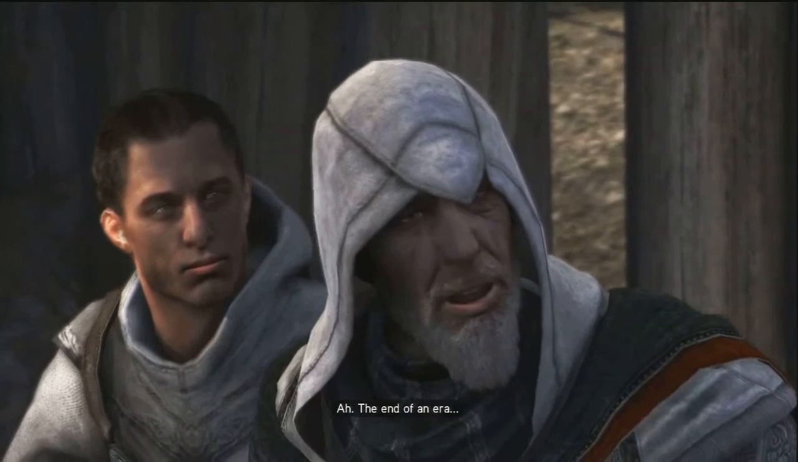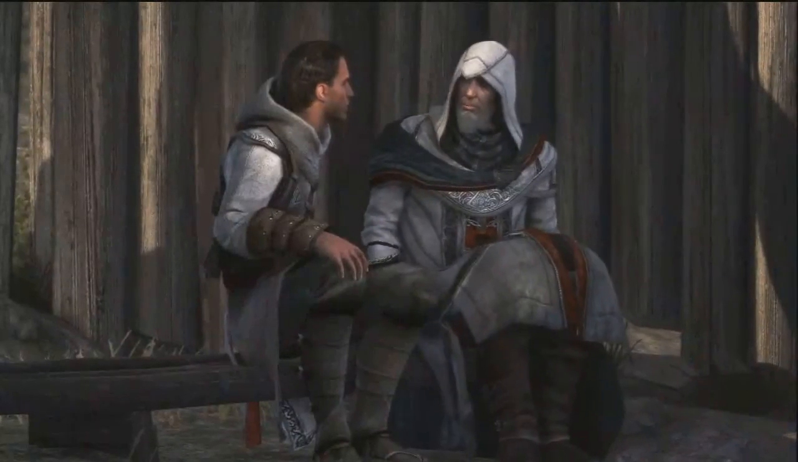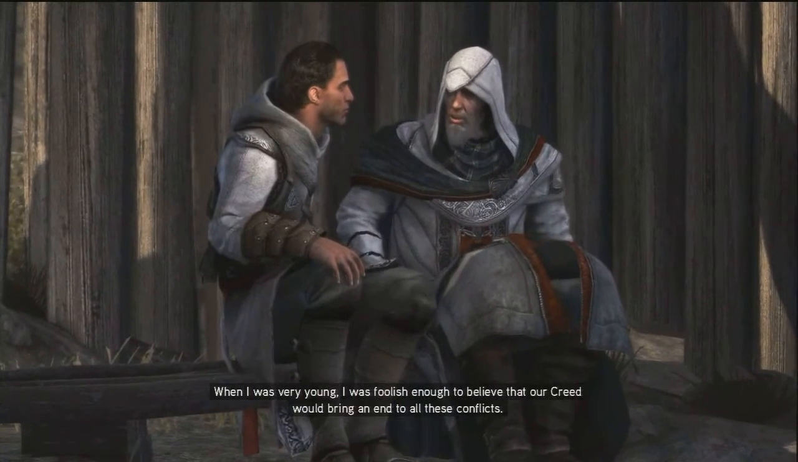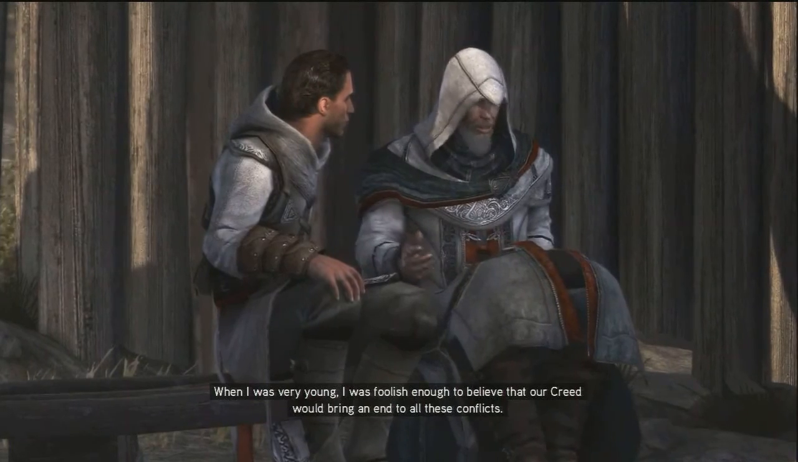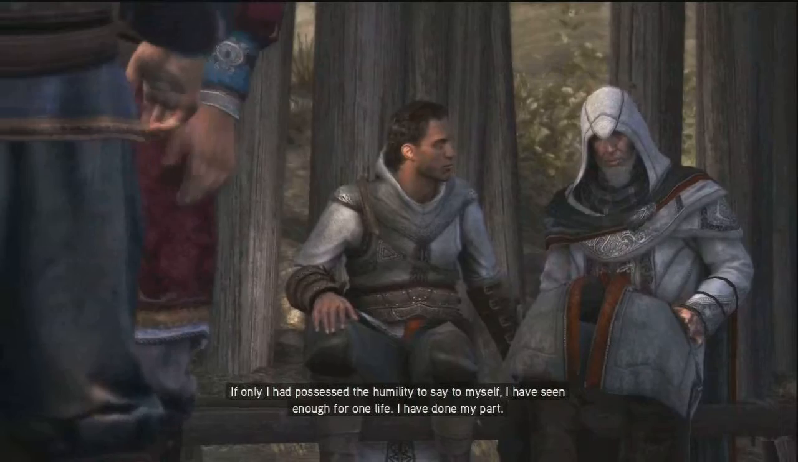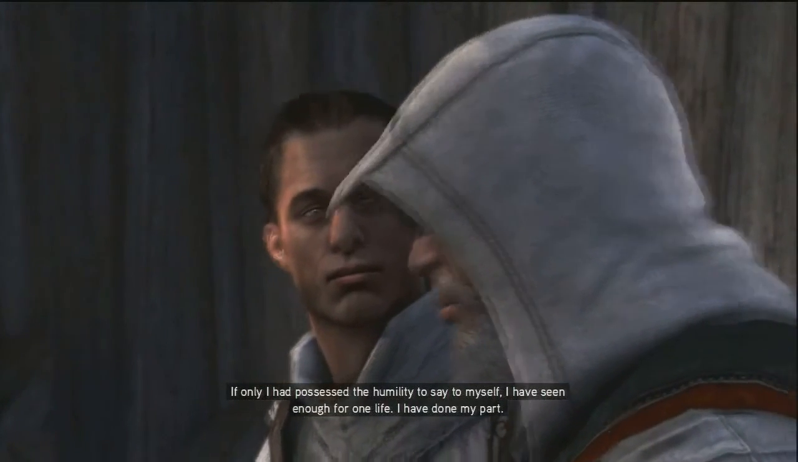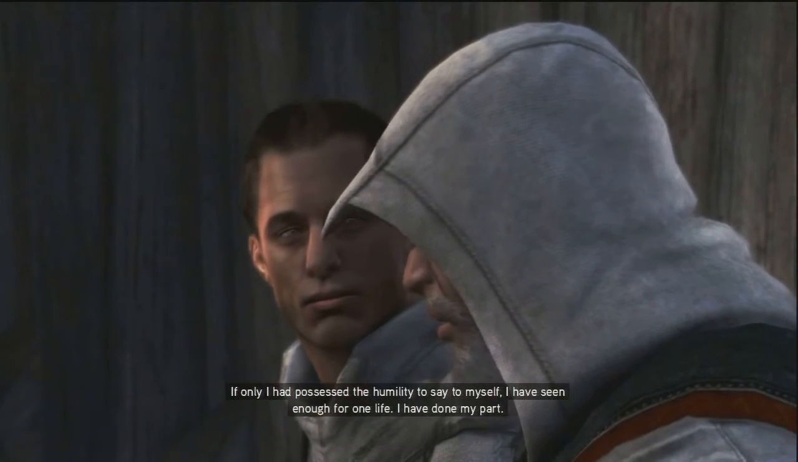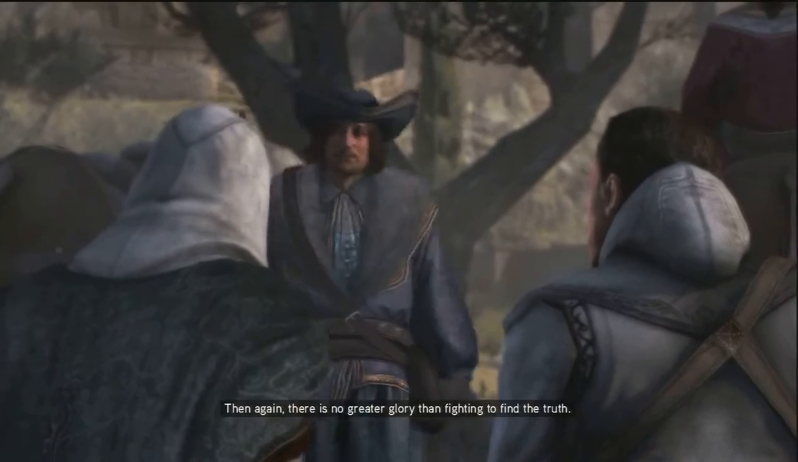The end of an era. When I was very young, I was foolish to believe that our creed would bring an end to all these conflicts. If only I possessed the humility to say to myself, I have seen enough for one life. I have done my part. Then again, there is no greater glory than fighting to find the truth.